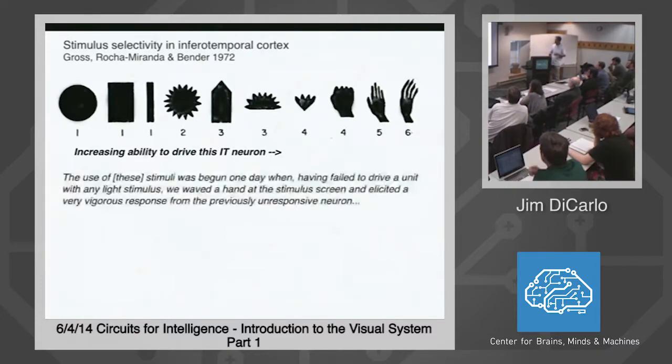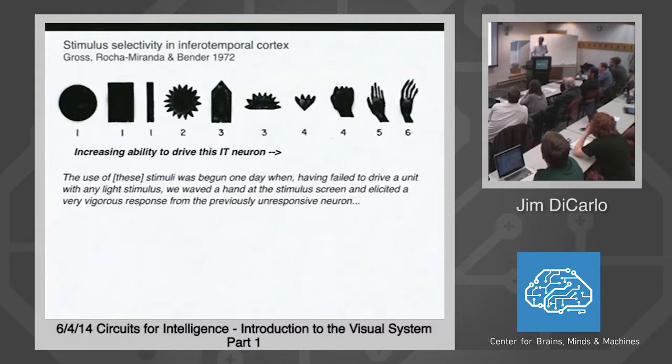I'd like to show this quote. The use of these stimuli, you can see them up here, was begun one day when, having failed to drive a unit, a neuron, with any light stimulus, we waved a hand at the stimulus screen. Drive, of course, means produce lots of spikes. I'm sorry, I should have said that. We waved our hand at the stimulus screen, and elicited a very vigorous response from this previously unresponsive neuron.